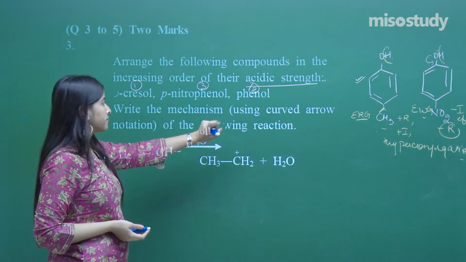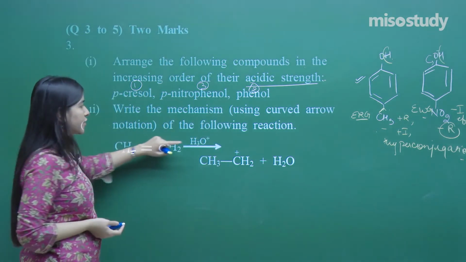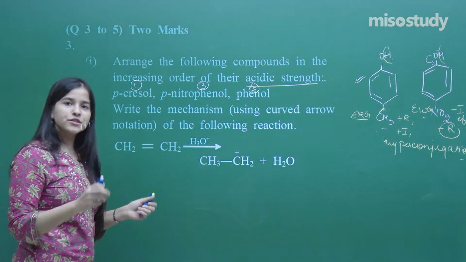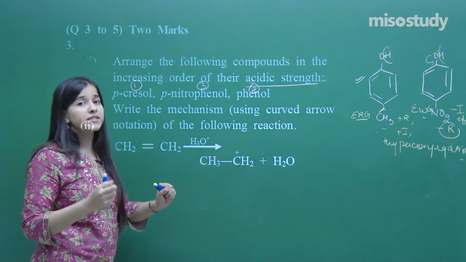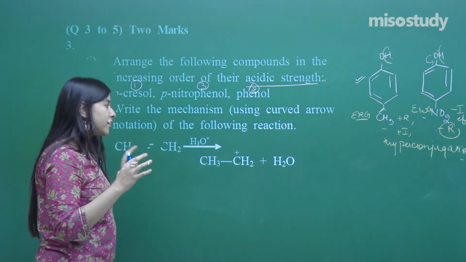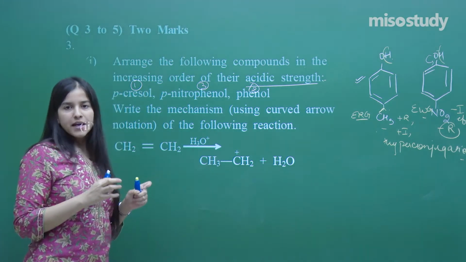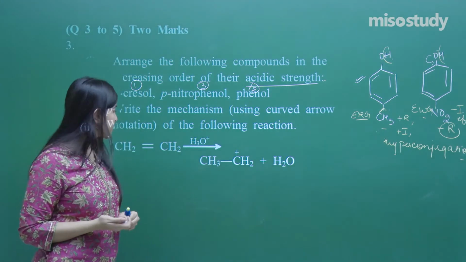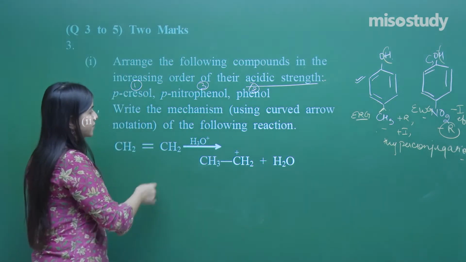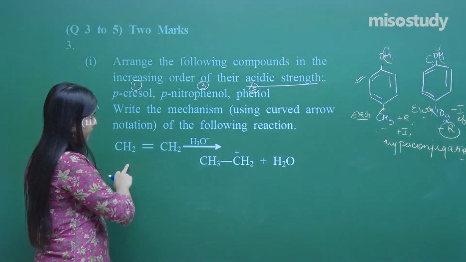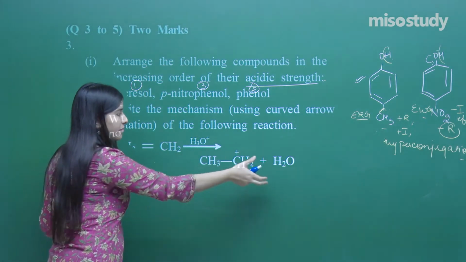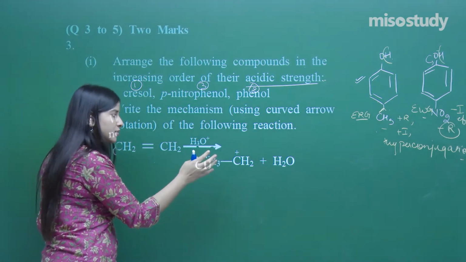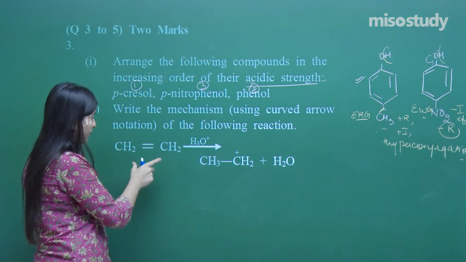Write the mechanism using the curved arrow notation for the following reaction. So it's a very interesting one and it will be repeated again and again. In fact, this kind of mechanism is mostly asked in the exam, right? So they want me to complete the entire mechanism for this particular reaction which they have given. See what they have given.